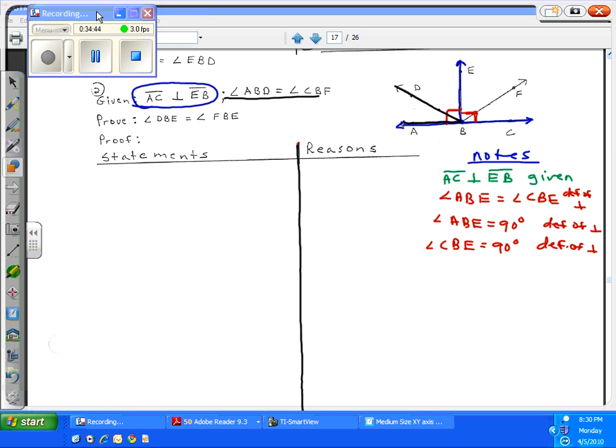So we go to the next given statement, and it says that angle ABD, that's this little guy right here, is equal to angle CBF. That's this little guy over here. And we're going to mark that in the diagram, and we're going to write that in our note section. Angle ABD is equal to angle CBF, reason: given.